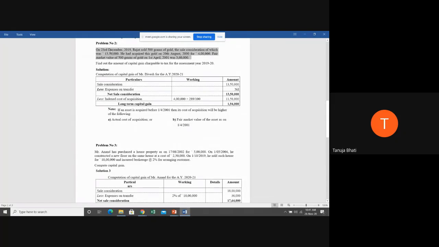On 23rd December 2019, Rajat sold 500 grams of gold, the sale consideration of which was 13 lakh 50,000. So what is the 13 lakh 50,000? Which term is this, students? Now, you'll have to remember there are four terms: cost of acquisition, cost of improvement, expenses on transfer, or sale consideration. So tell me, 13 lakh 50,000 is what? Sale value of asset. Very good.